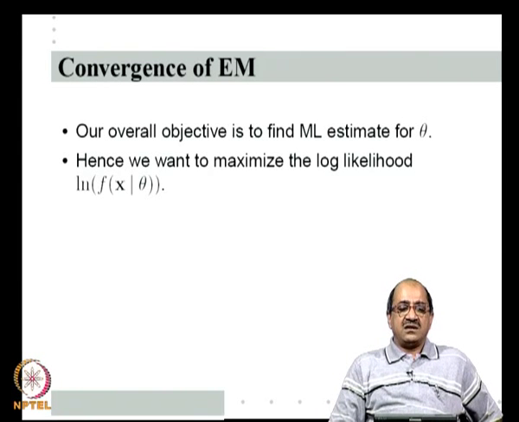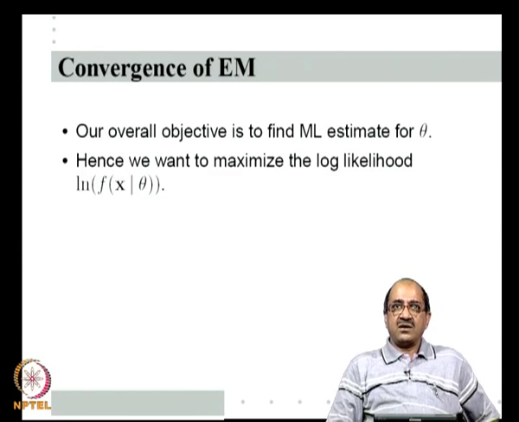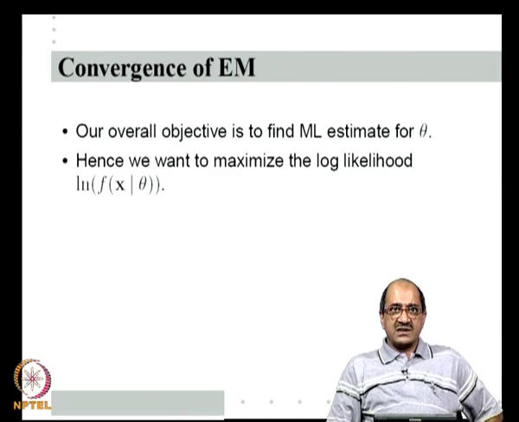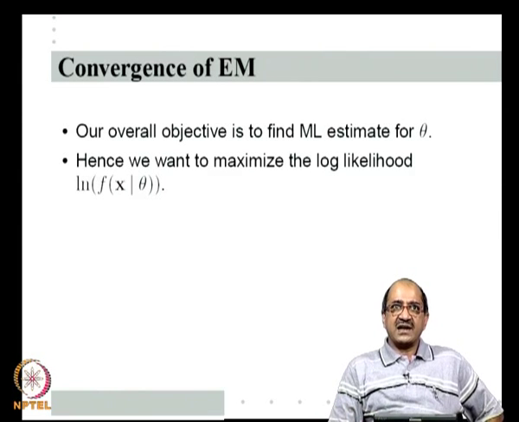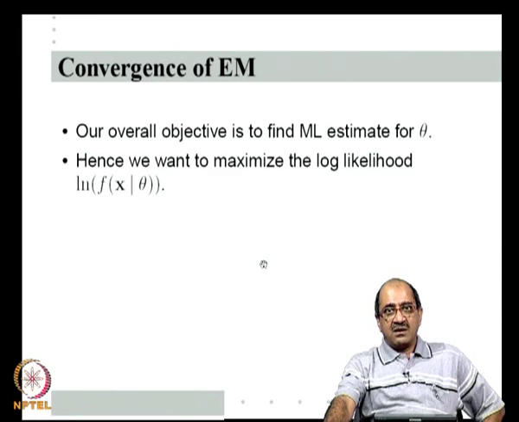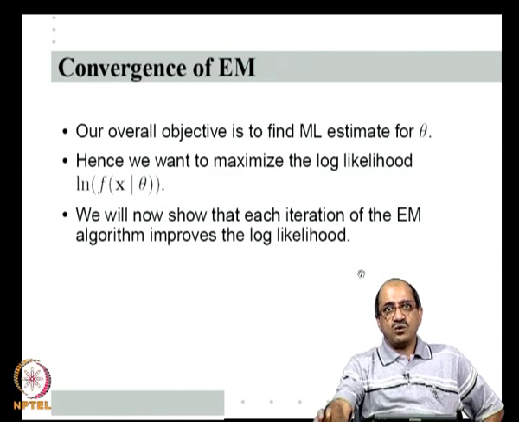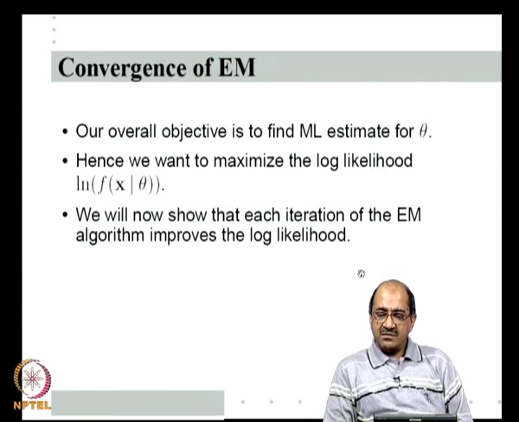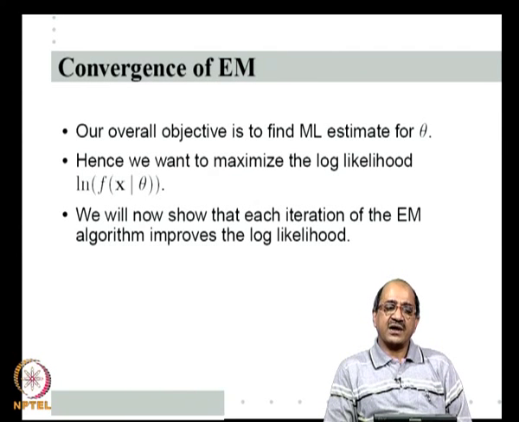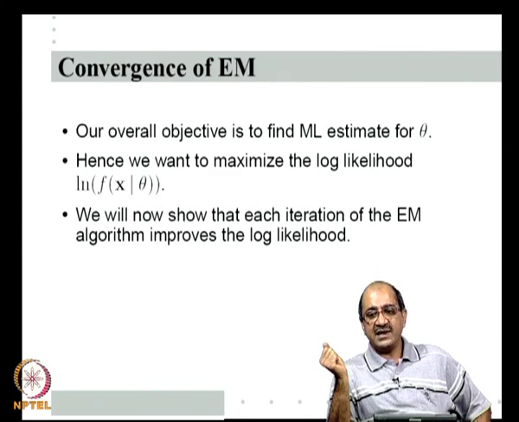Okay. So, hence what we want to do is to maximize the log likelihood ln f(x | theta), where I hope you still remember that our notation is that the bold x stands for the data x1 to xn. So, this is what we want to do. Okay. So, we have to show that the EM algorithm actually maximizes this. What we will now show is that each iteration of the EM algorithm is like a gradient ascent on the log likelihood. That is, each iteration of the EM algorithm increases the log likelihood. So, this at least shows that each iteration is going in the right direction and the log likelihood is monotonically increasing.